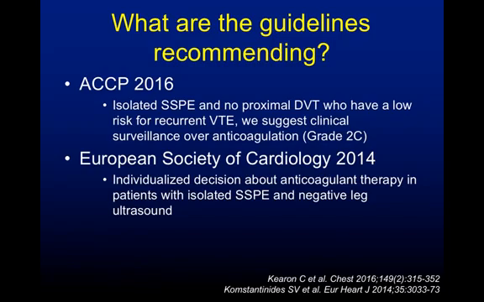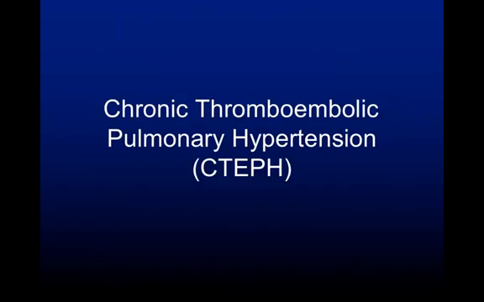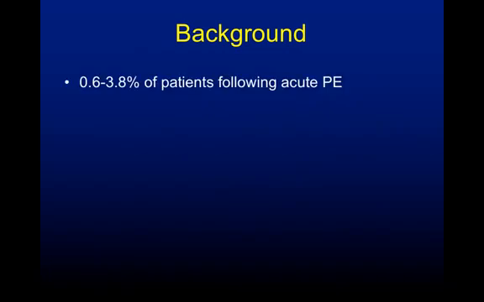So again, these guidelines only apply to those patients with isolated subsegmental PE and no proximal DVT. So this concludes the portion on acute pulmonary embolism, and I hope you found this particularly useful. And now I'm going to turn my attention briefly to chronic thromboembolic pulmonary hypertension. And I'll start with a bit of background.